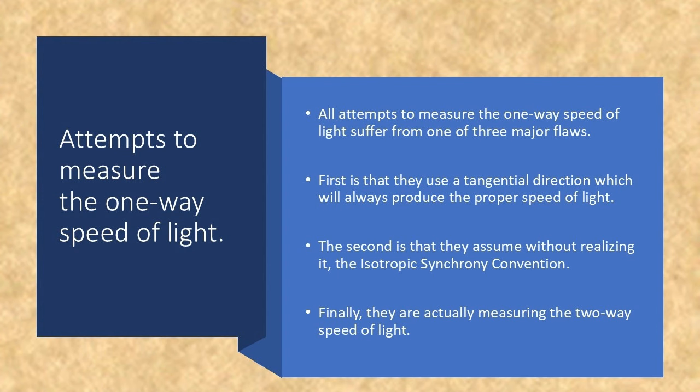All attempts to measure the one-way speed of light suffer from one of three major flaws. The first is that they use a tangential direction, which will always produce the proper speed of light. The second is that they assume, without realizing it, the Isotropic Synchrony Convention. Finally, they are actually measuring the two-way speed of light.